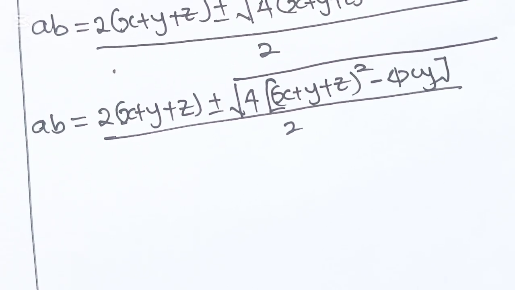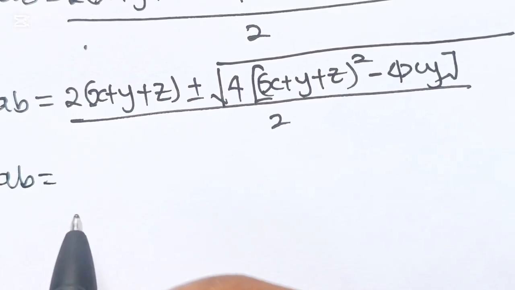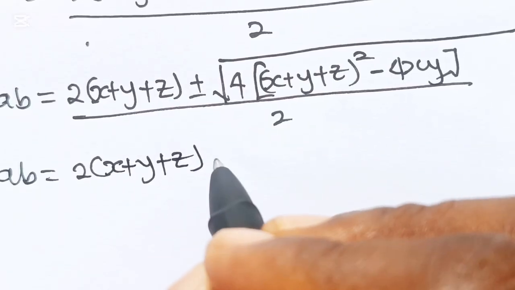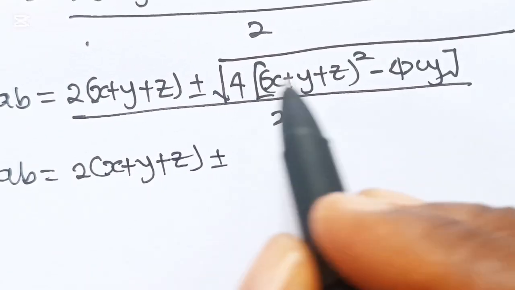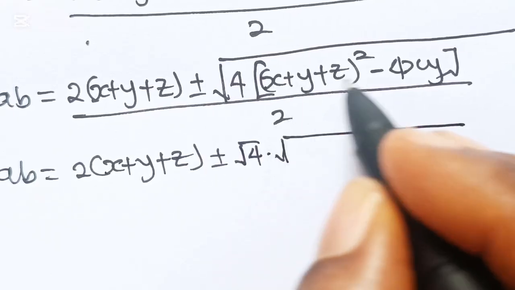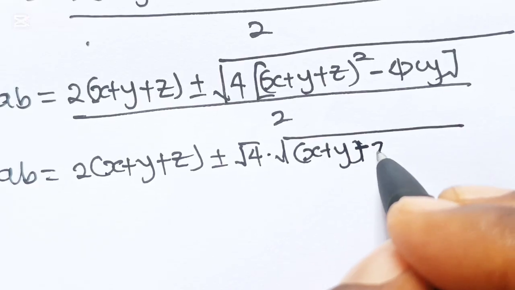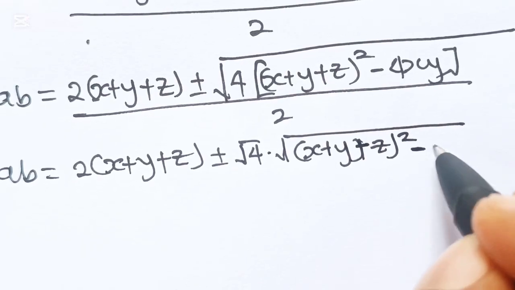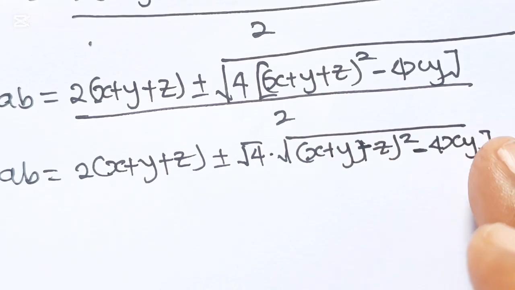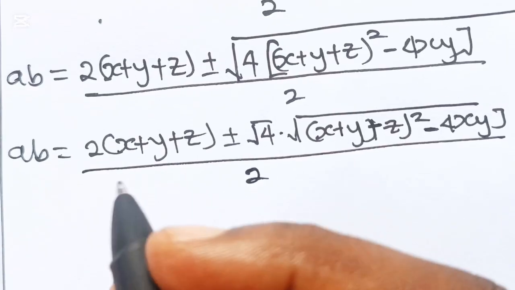Thank you very much. Now you can say ab is equal to 2 bracket x plus y plus z, plus or minus, now this is the same thing as the square root of 4 multiplied by the square root of what we have in the bracket, x plus y plus z all squared minus 4xy, the remaining part. Okay, so everything divided by 2.